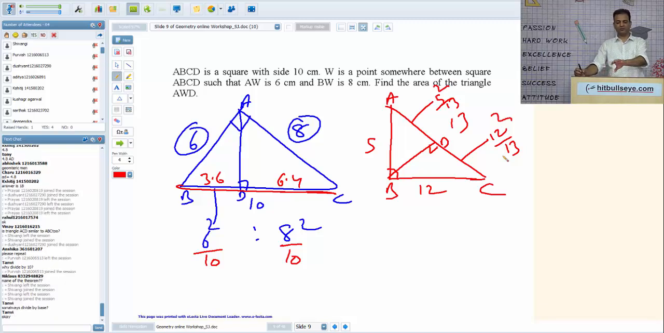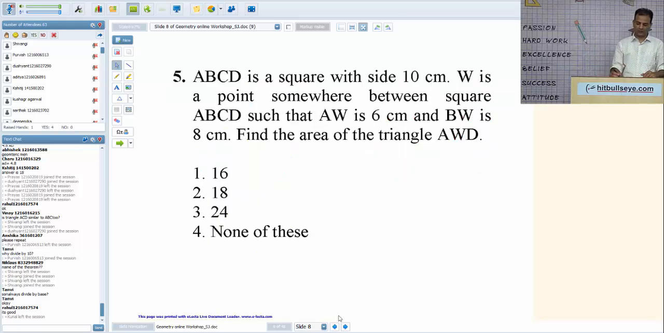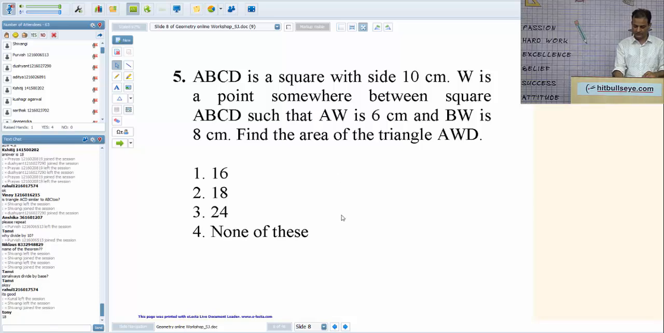If you prove this by similarity, then you will understand. But this is a very large application. Most of the students are saying 24 as the answer. Now come to this question, and you can simply do it orally.